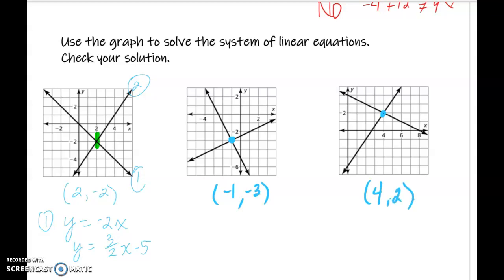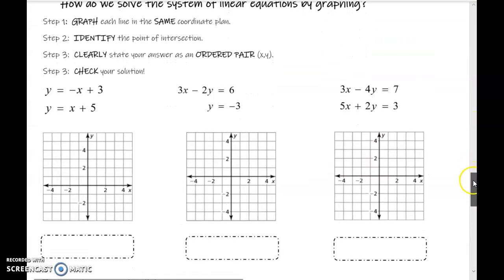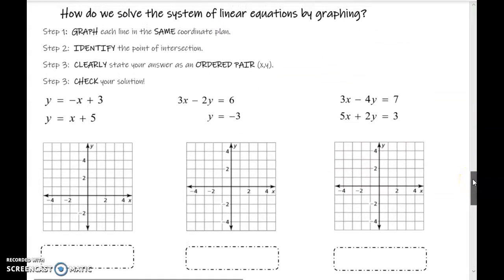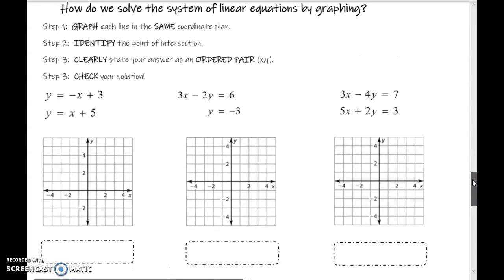Just remember when you give your solution for the set of systems of linear equations, it should always be written as an ordered pair. Okay, so let's go ahead and move on. That's the easy part. So in this next section, we're going to actually do some graphing, okay? And just a reminder, you have the ability to do your graphing with a straight edge, so please make sure that you're doing that. And then I listed some steps here, so we're going to graph each line in the same coordinate plane. And then again, we're looking for that point of intersection, clearly stated as an ordered pair. Then of course, check your solution back up here.